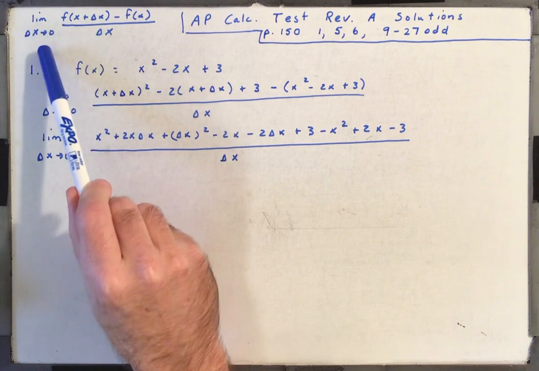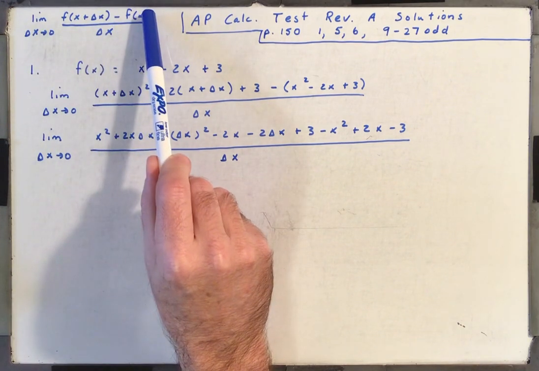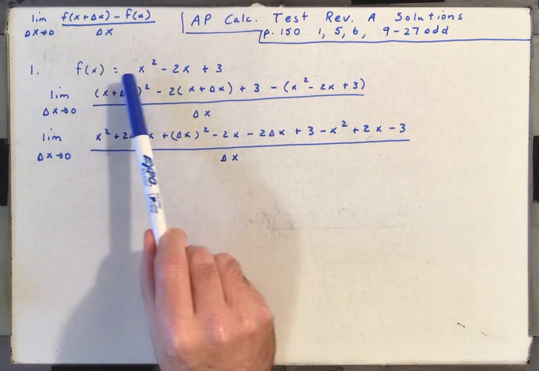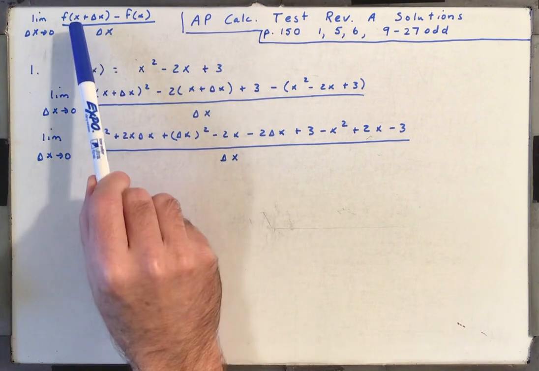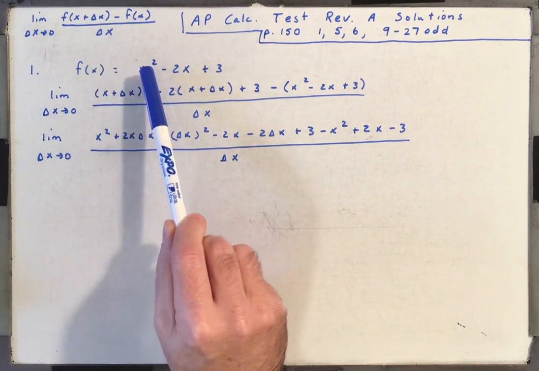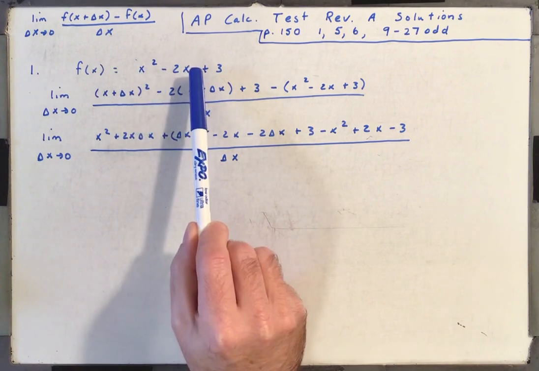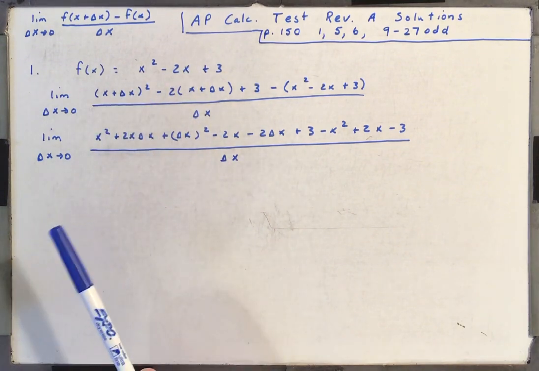So that's the limit as delta x approaches 0 of f of x plus delta x minus f of x over delta x. And the one we're going to work is f of x is equal to x squared minus 2x plus 3. So f of x plus delta x, everywhere there's an x, right here at x squared, right here at x, we have to substitute for the x plus delta x.